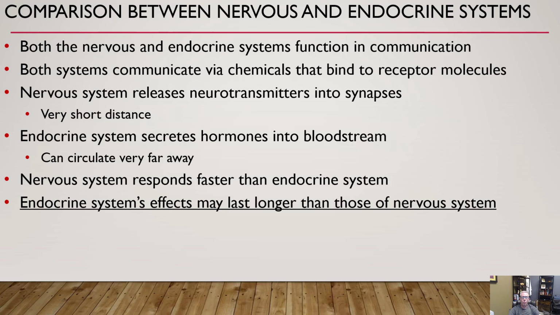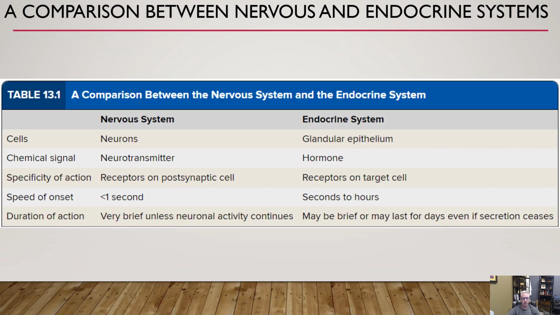Remember when we talked about a skeletal muscle contraction, we had acetylcholine, and then we had acetylcholinesterase that breaks down the acetylcholine. Once that acetylcholine is gone, the nervous system is done contracting the skeletal muscle. So the effects of the nervous system are pretty much quick on, quick off. Whereas with the endocrine system, those effects can last a lot longer. And here's a summary chart of what we just talked about.